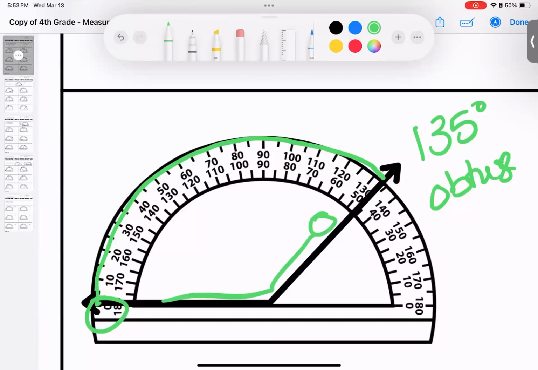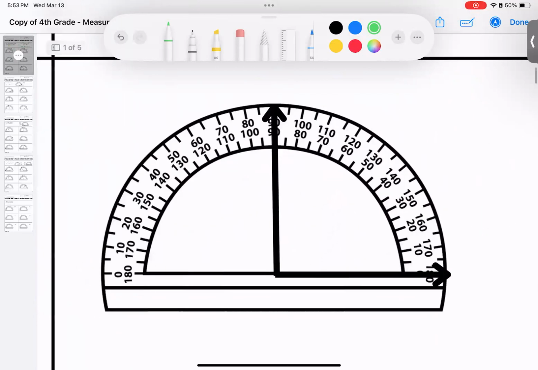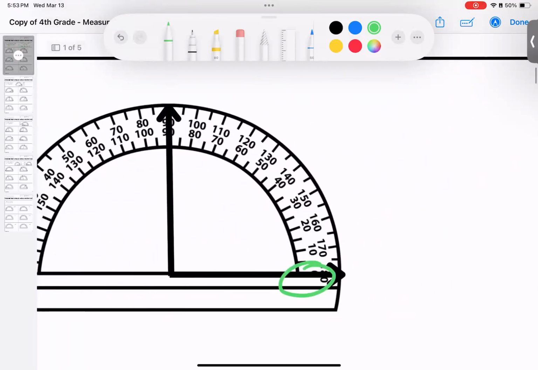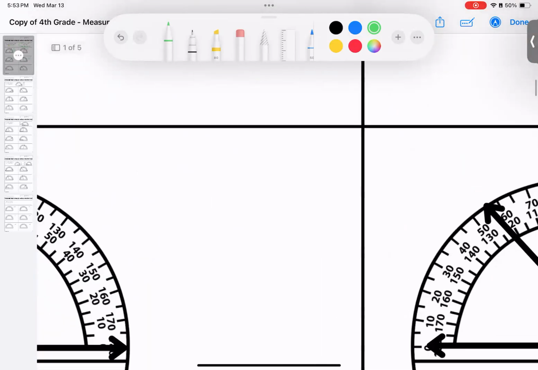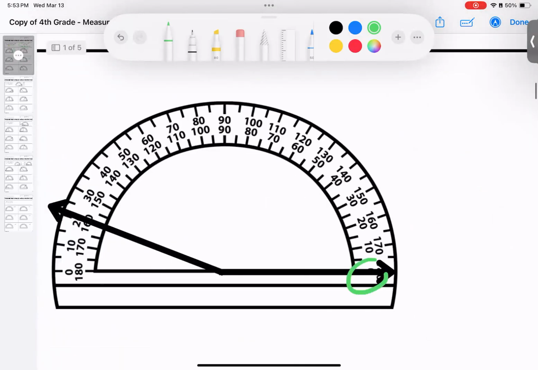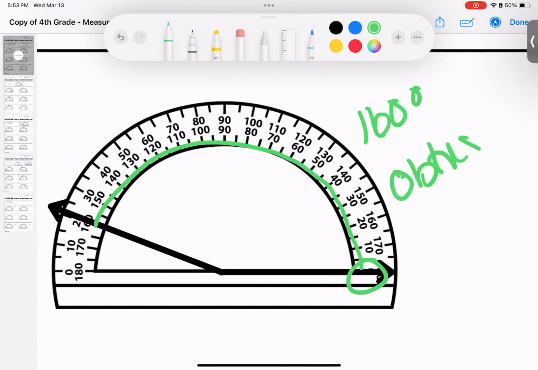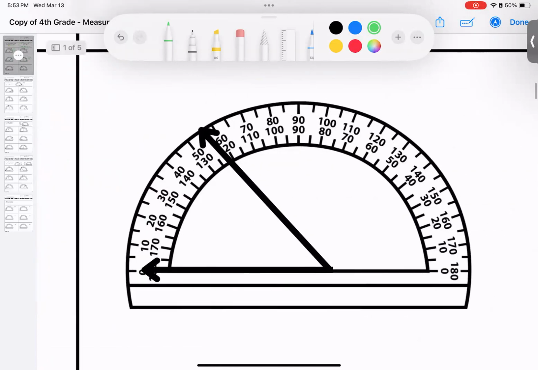Remember, when in doubt, sketch it out. Looks like a grown-up on vacation to me. Here's my zero. Follow my numbers, 90 degrees. This is a right angle. Right here, here's my zero. Follow my numbers, 160 degrees. This is an obtuse angle.